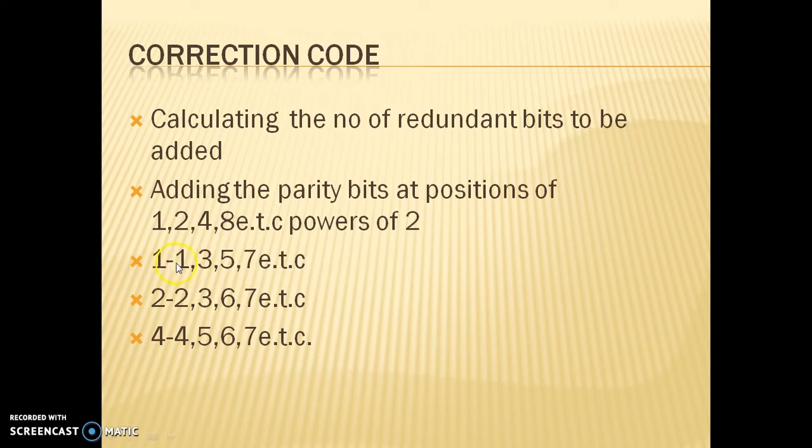At position number 1, you will take the parity of the series at positions 1, 3, 5, 7. At position 2, you will take the parities of 2, 3, 6, 7. You can observe how we got the series: all the numbers in this series have the first bit 1. All the numbers in this series have their second bit 1. All the numbers in this series have their third bit 1.